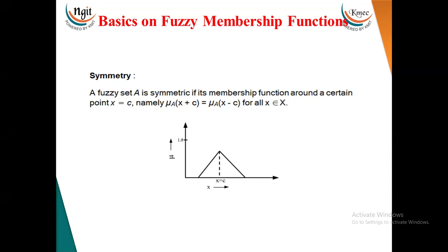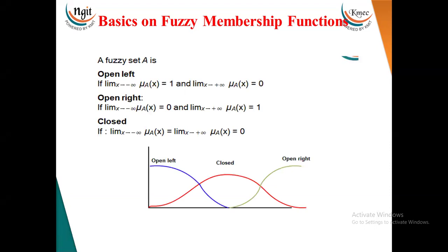Now, one more interesting thing for fuzzy sets: we have different types, open left, open right, and closed. What is meant by open left? If you see this particular graph, this blue colored one, we don't have the starting point, it is infinite. The limit starts from infinity. So here, mu of x equals 1, and the limit of mu A of x is from infinity to 0. So it starts from infinity and ends at 0.